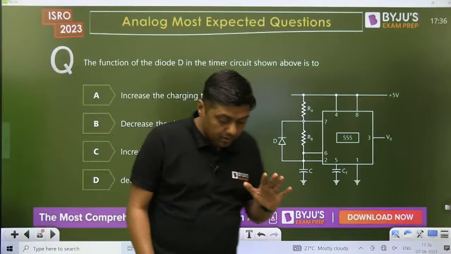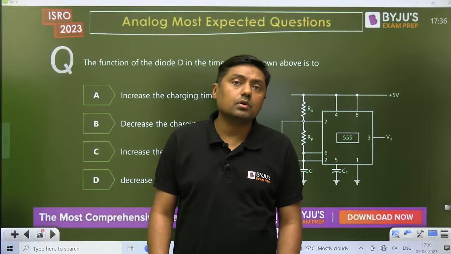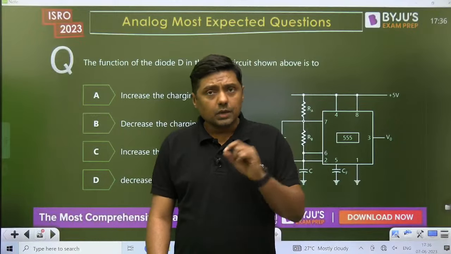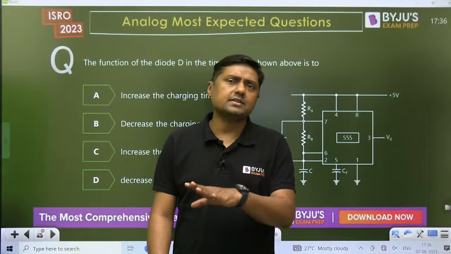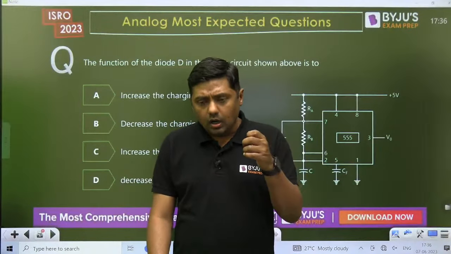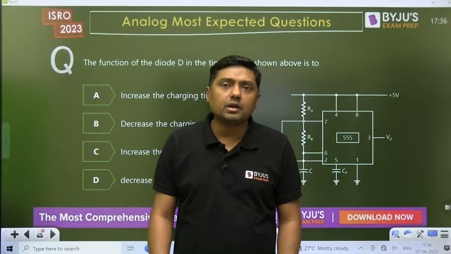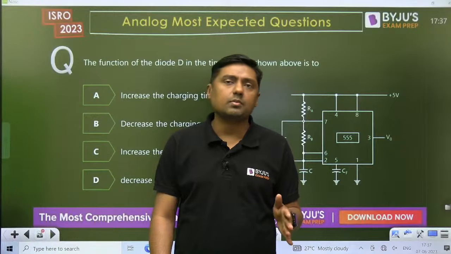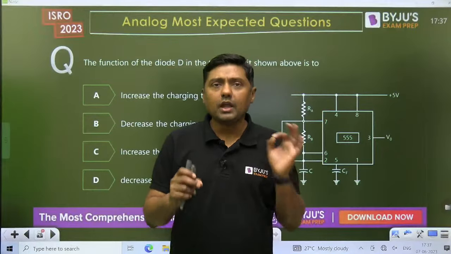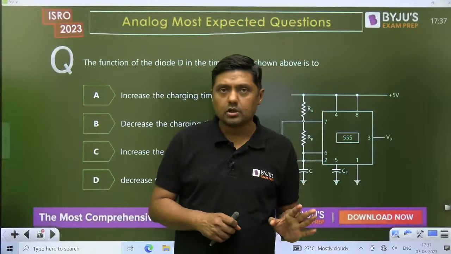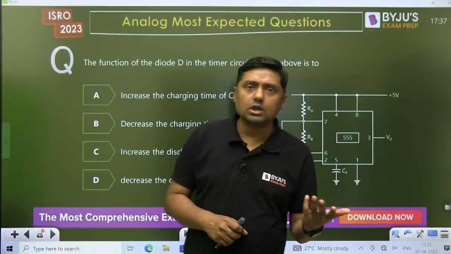555 timer, guys, remember, normally these days we are not getting questions from it. Yes, P. Muneshwar, your answer is correct. Normally in the GATE examination, but there are two main important circuits. One is the monostable multivibrator using the 555 timer, and the second one is the astable multivibrator using the 555 timer. And we have around 10 important questions on the 555 timer. So please revise that formula, because in the ISRO exam, they may ask about the 555 timer.